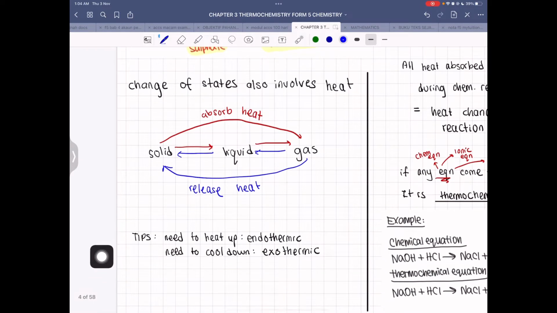So when a solid turns to gas, it absorbs heat, breaking the bond. Okay, so when gas goes to solid, in a process called sublimation, but anyhow, it's releasing heat to form the bond.